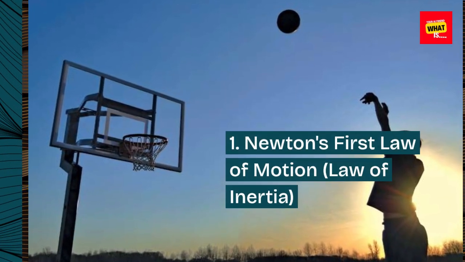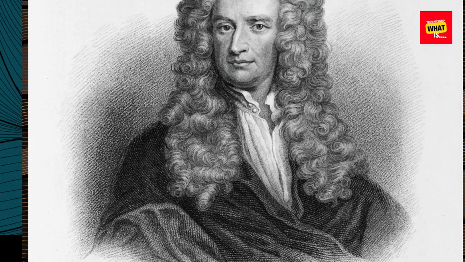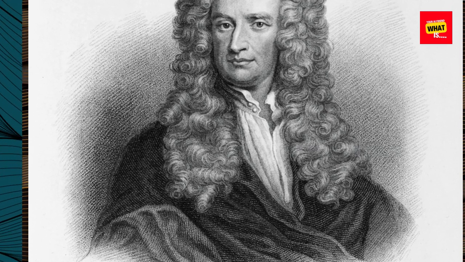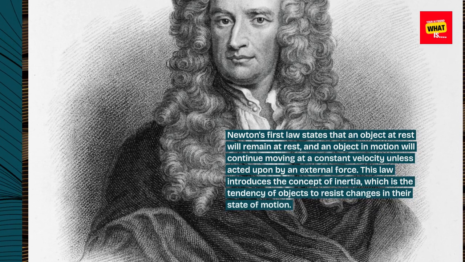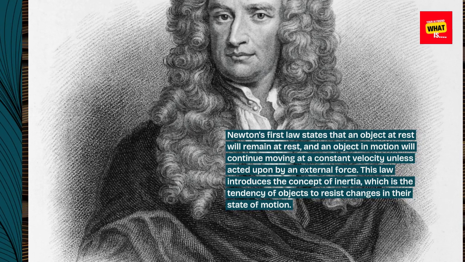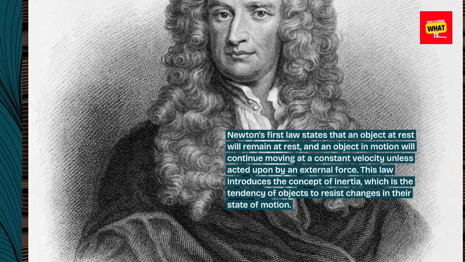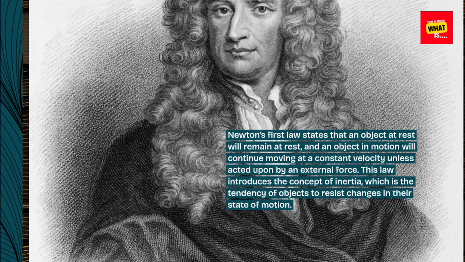1. Newton's first law of motion, law of inertia. Newton's first law states that an object at rest will remain at rest, and an object in motion will continue moving at a constant velocity unless acted upon by an external force. This law introduces the concept of inertia, which is the tendency of objects to resist changes in their state of motion.